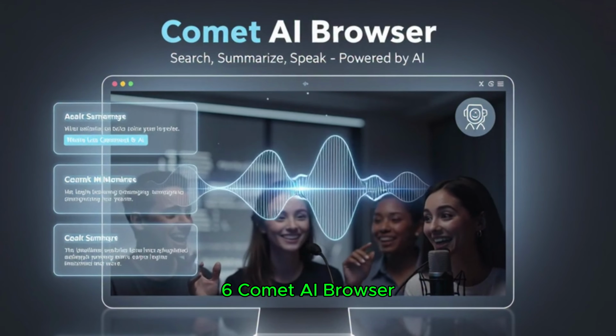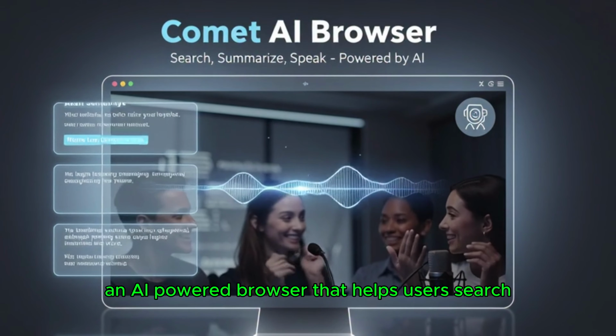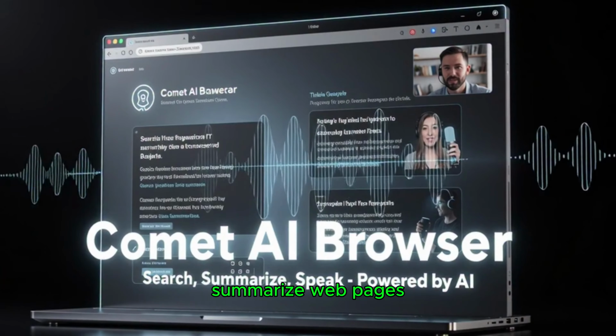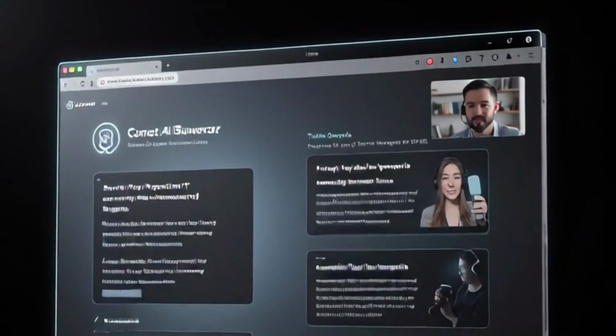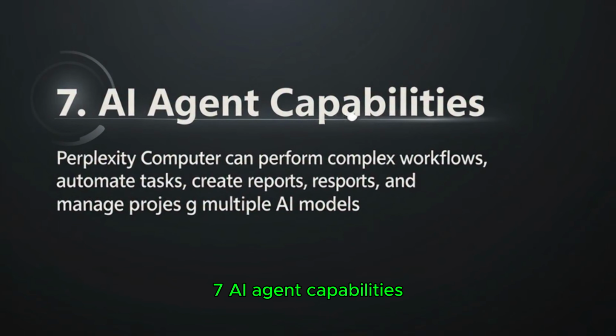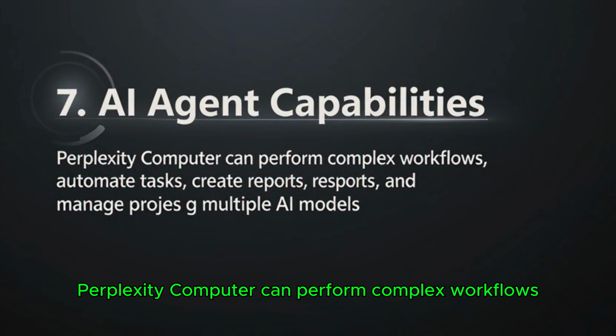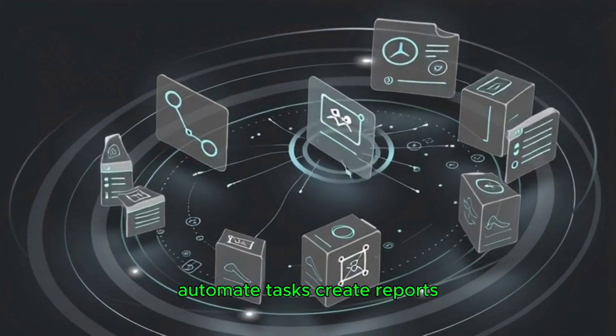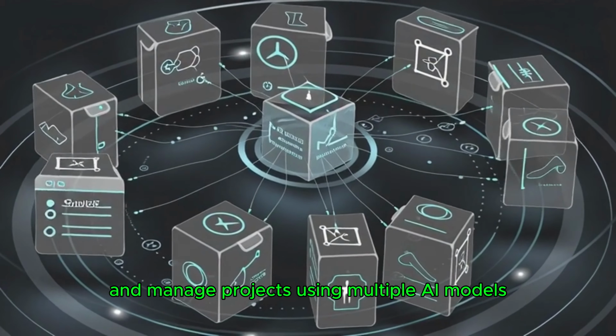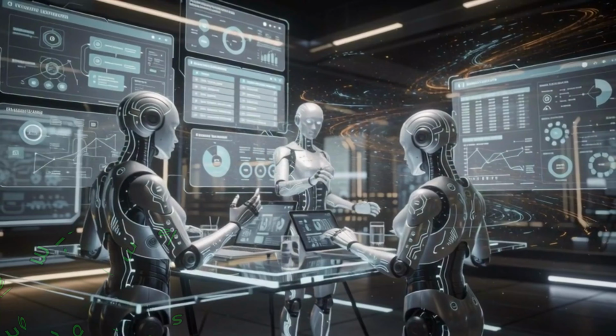6. Comet AI Browser. An AI-powered browser that helps users search, summarize web pages, and interact with content using voice and AI assistants. 7. AI agent capabilities. Perplexity Computer can perform complex workflows, automate tasks, create reports, and manage projects using multiple AI models.